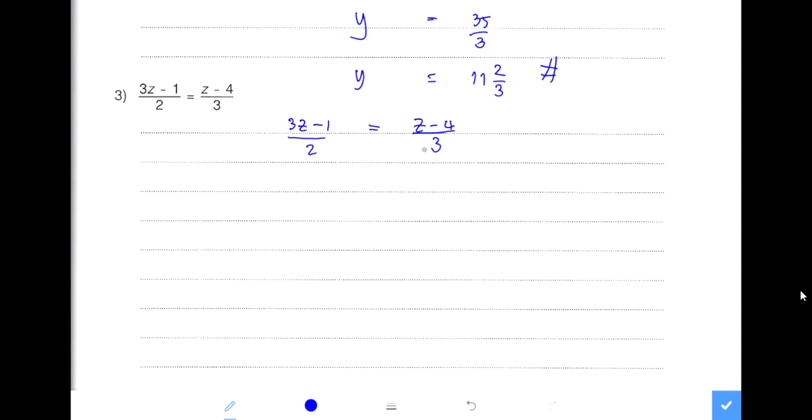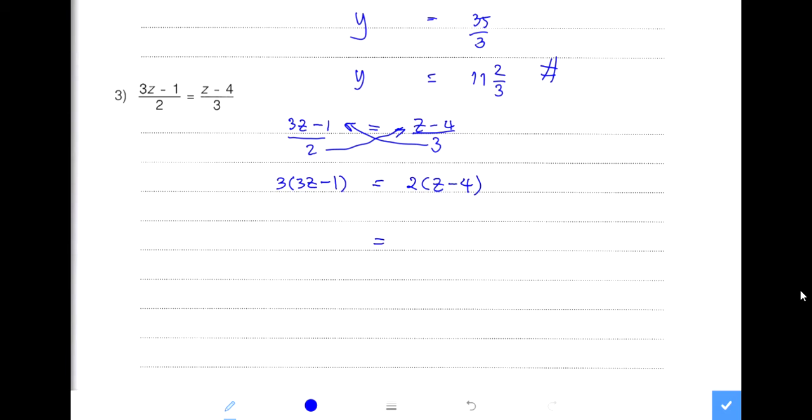If you see this kind of problem, what you do is cross multiply. Number 3, we cross multiply it to the left, and number 2, we cross multiply it to the right. So you are going to have 3 times z minus 1, and then 2 times z minus 4.